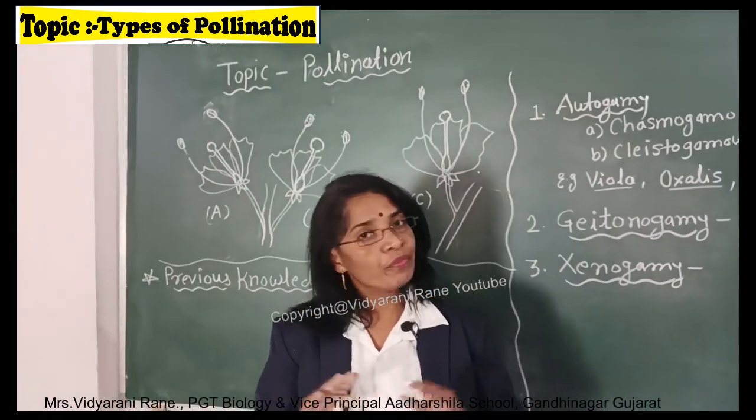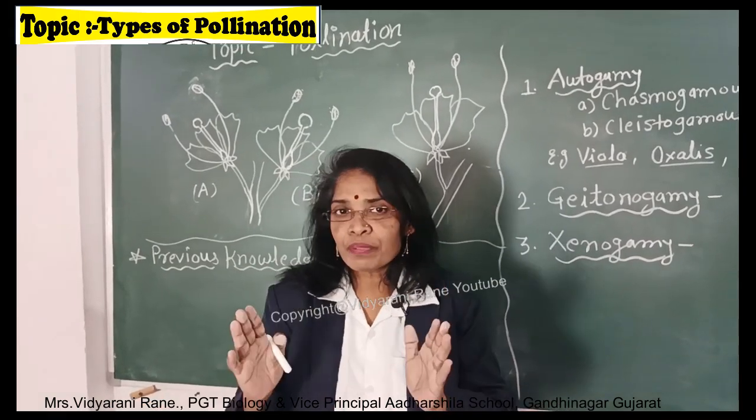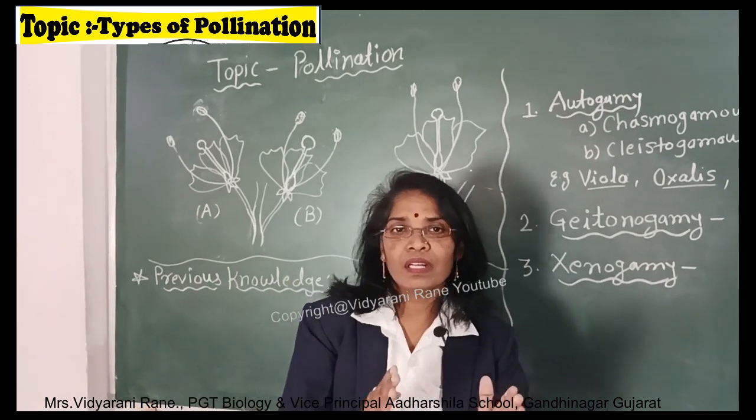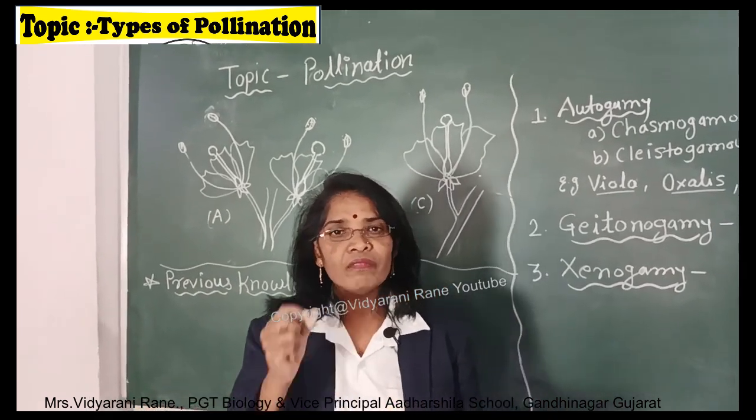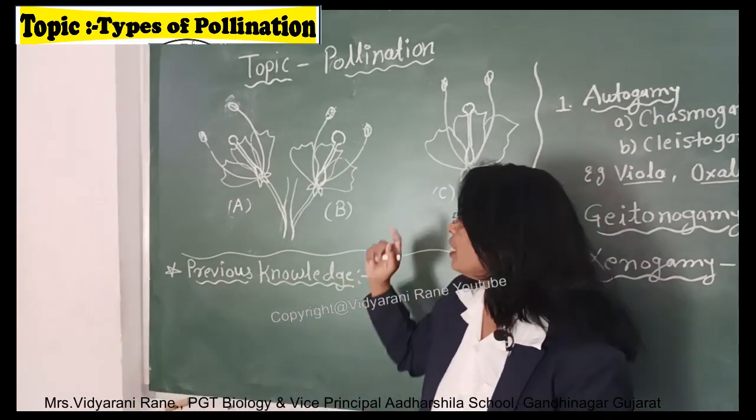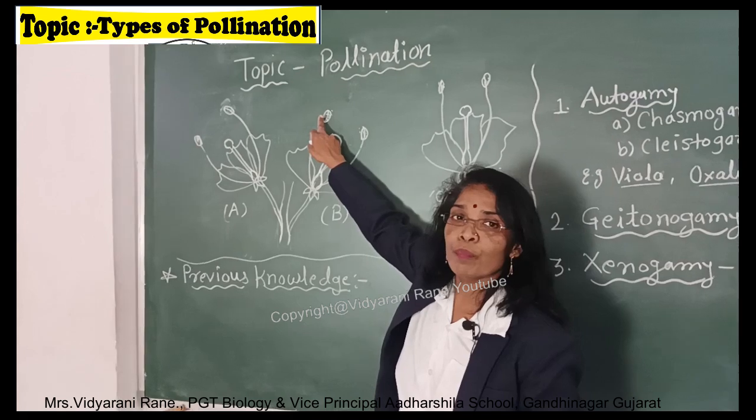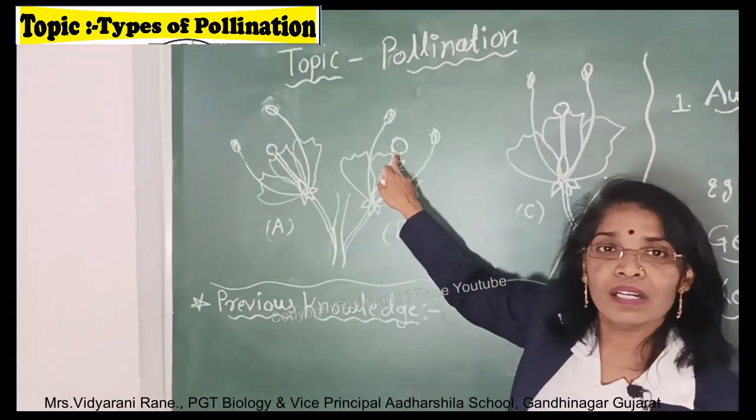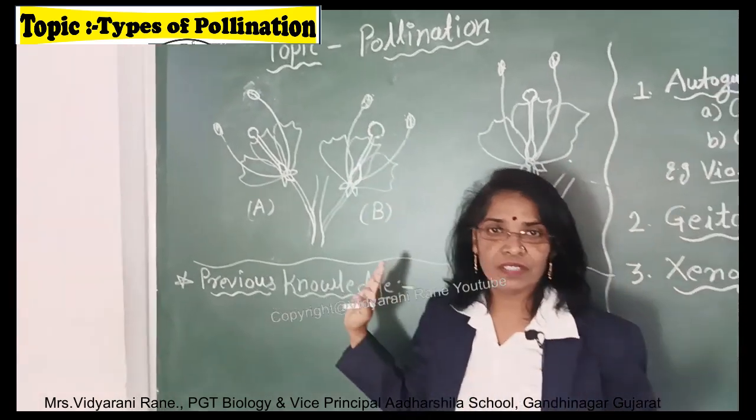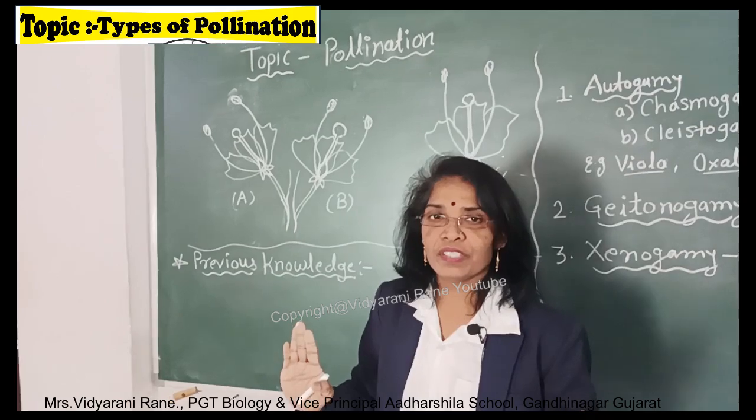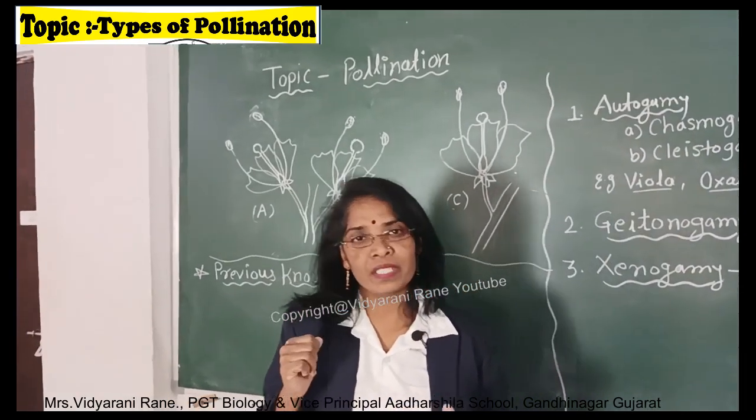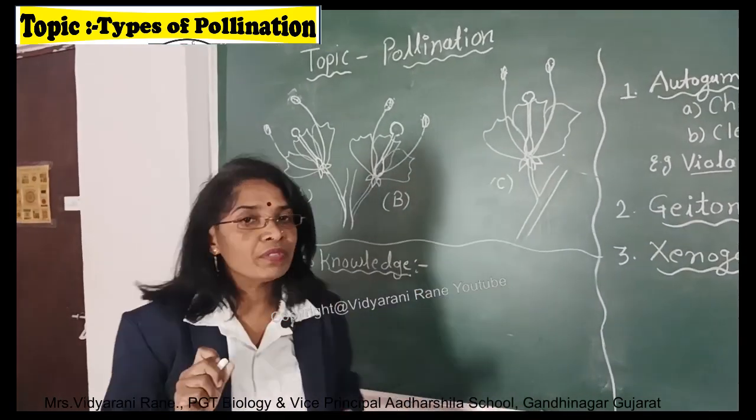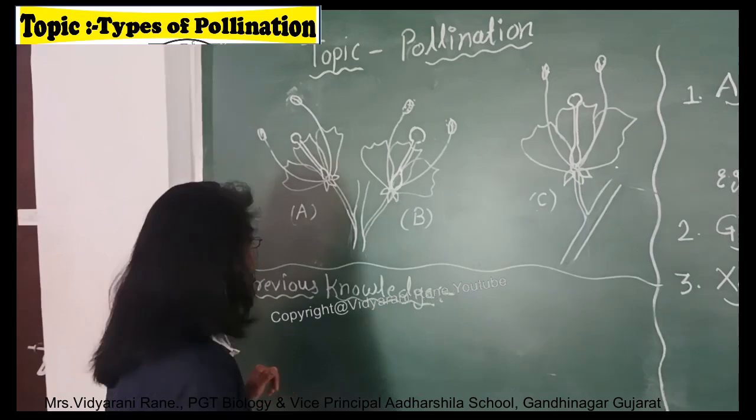The definition, you know, it's very simple. Transfer of pollen grains from anther to stigma is called pollination. Very simple, very basic definition. And types also you have studied. Whatever your previous knowledge is, according to that you have studied two types of pollination.